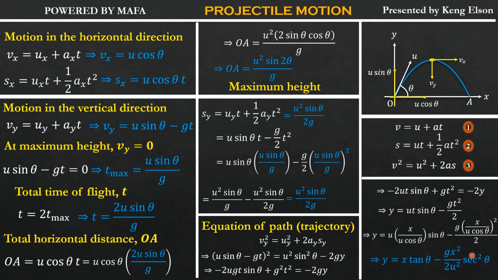So for the first part, we considered motion in both directions, in the vertical and in the horizontal. We have gotten the speed, that's the velocity, the speed in the horizontal direction, the range of the particle, the maximum height, the time to reach maximum height, the total time of flight, and finally the equation of path.